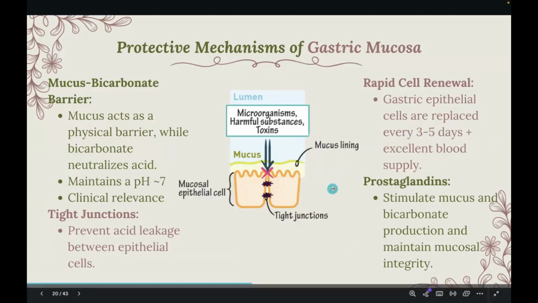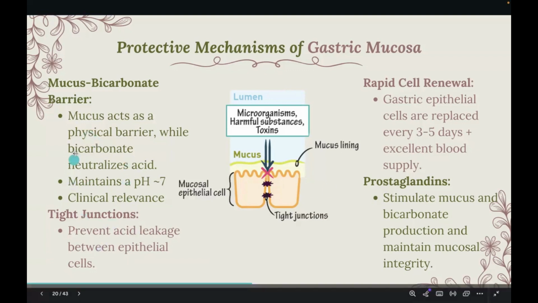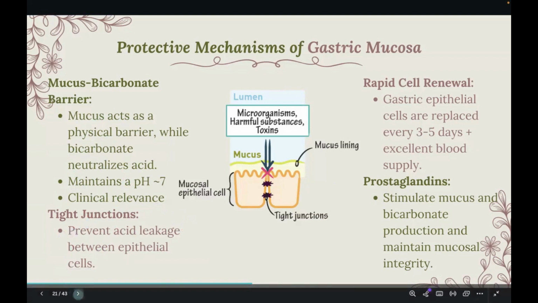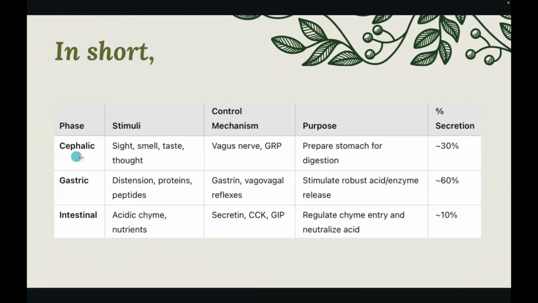Lastly, we have the prostaglandins that we did talk about. Prostaglandins, other than the fact that they also inhibit the proton pump, also stimulate mucus and bicarbonate production, and this helps the mucosal integrity itself to maintain the barrier. And that's basically it. They can ask you which of the following is a protective mechanism of the gastric mucosa. It's nothing in detail. Right, so in short, for the phases, we have three phases: the cephalic, gastric, and intestinal.